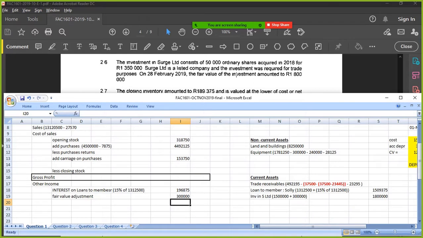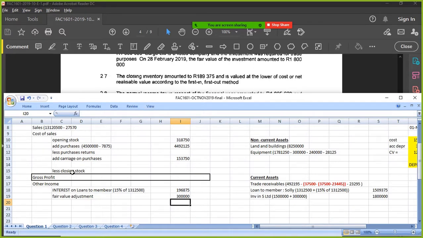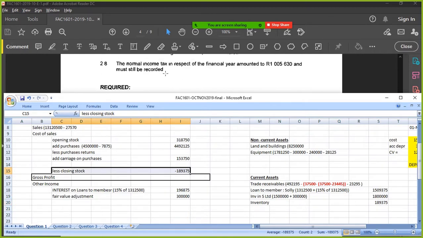Okay, that's complete. All right, closing stock given to us is 189375. Don't forget to show that on the face of the actual statement, because it's a disclosure line item. Closing stock, closing stock. Perfect.